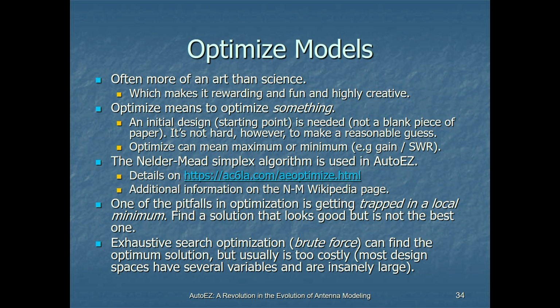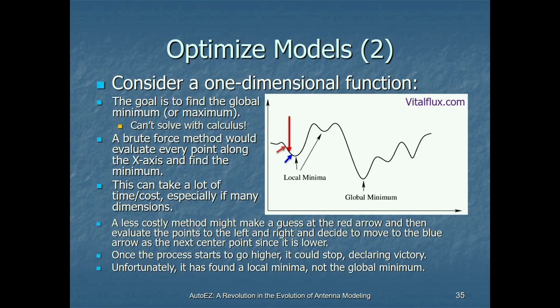AutoEZ uses something called the Nelder-Mead simplex algorithm. There's details on one of Dan's web pages, and it also has its own Wikipedia page. I went into some detail here that I'm going to skip about some of the pitfalls of optimizers, but one of the reasons why Dan picked the algorithm that he did was to, as best as possible, avoid some of these pitfalls. The main concern is you end up in a local minimum, right?